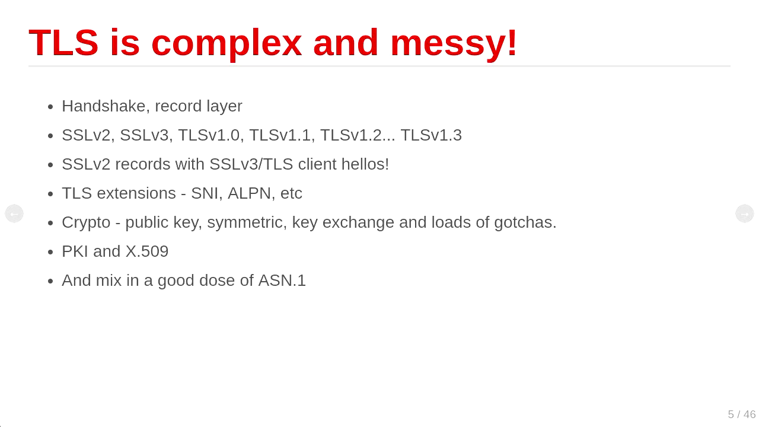We have a whole range of TLS extensions, things like SNI, ALPN, which I'll come back to later on in the talk. We have a variety of crypto, public key, symmetric key exchange, loads of gotchas hiding under here. There's things such as PKIX X.509, and just to top it all off, a good mixture of ASN.1.